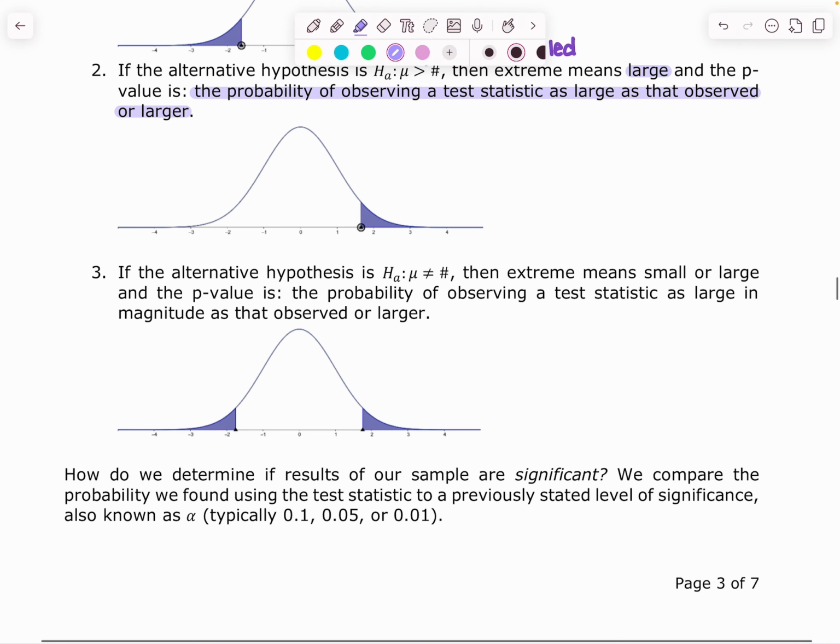And if the alternative hypothesis is two-tailed, then extreme means small or large. And the p-value is the probability of observing a test statistic as large in magnitude as the one that we observed or larger. So we look at both possibilities, the positive z-score or larger and the negative z-score or smaller.